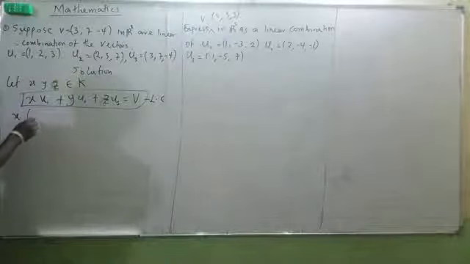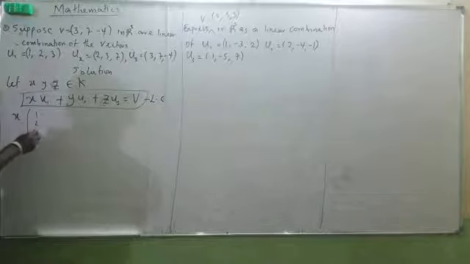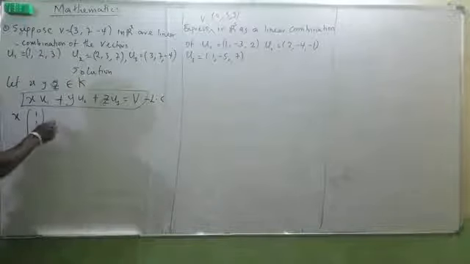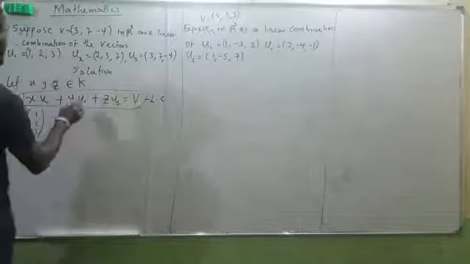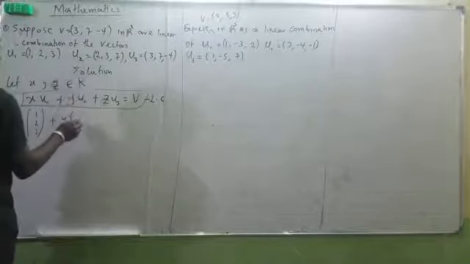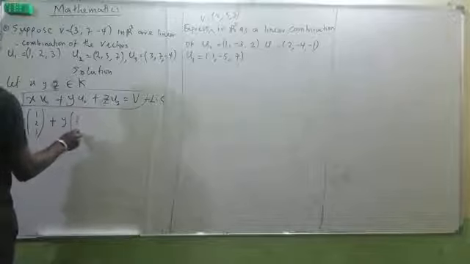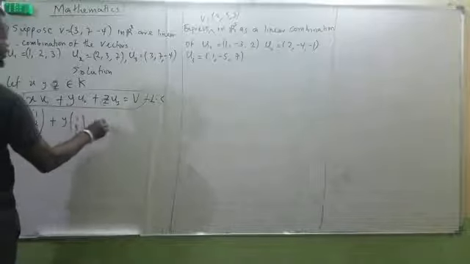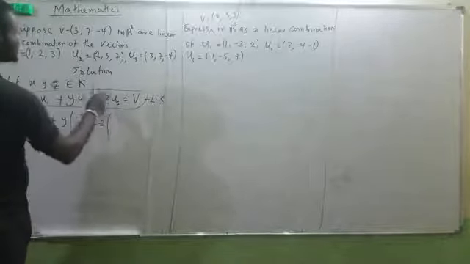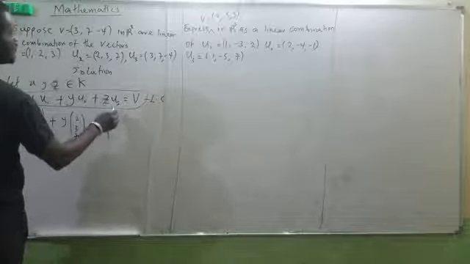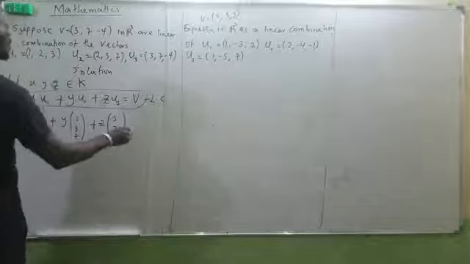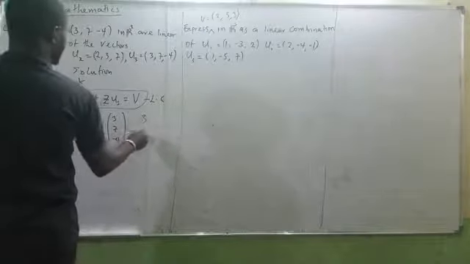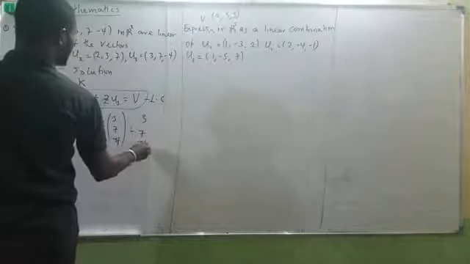My u1 is (1, 2, 3) and plus y. My u2 is (2, 3, 7) plus z. My u3 is (3, 7, -4).